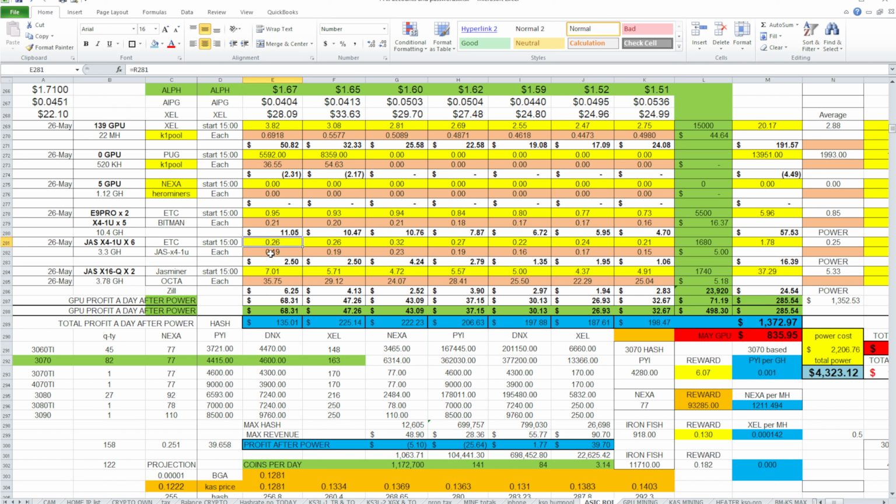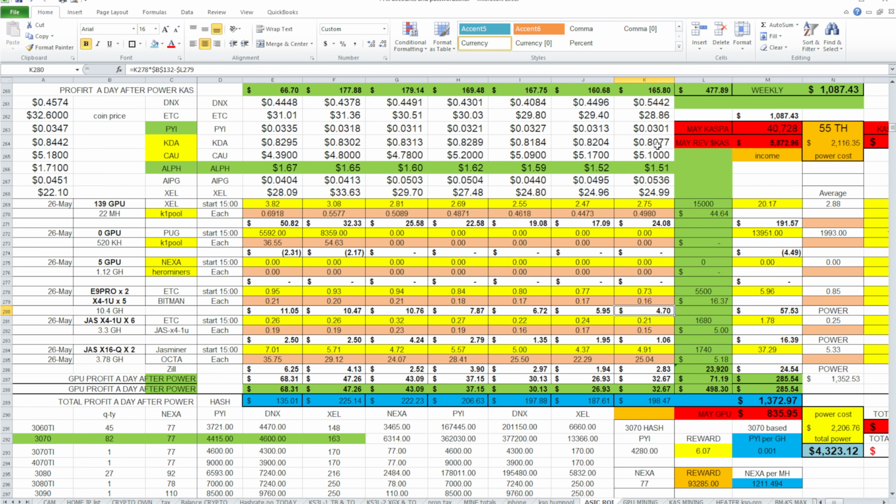Again, Ethereum Classic has been dropping on my 3.3 gigahash X41U, six of these guys, and my Jazz Miners X16Qs, two of these guys, mining Octa Space with Zilliqa, and they're doing all right, I think, on the Octa Space. So I'll keep it there. I'll compare it to Ethereum Classic.